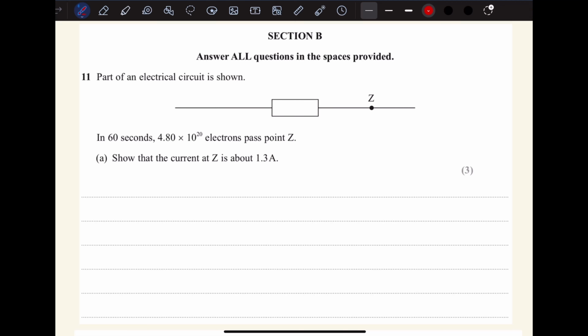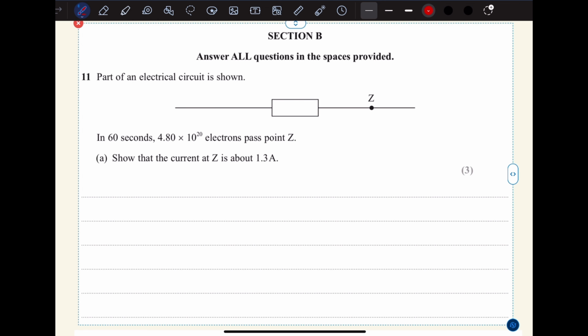Hi everyone, today let's tackle a physics problem involving electric current. We'll be given the number of electrons passing a point in a circuit over a certain time and asked to calculate the current. Here, imagine the simple electric circuit is shown, and the time taken for the electrons is 60 seconds. So let me break it down.